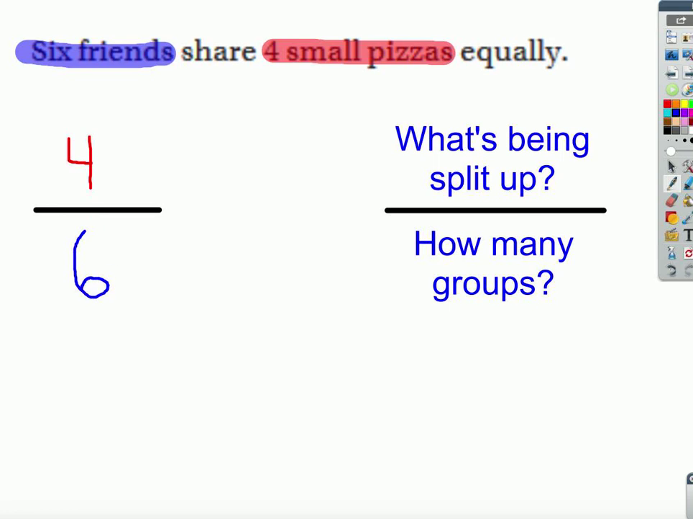Alright, so this time it's not an improper fraction. Bigger number's on the bottom. So we don't divide it. All we do is reduce it. Okay, so it looks like 2 goes into both of these. So 4 divided by 6 would be 2/3. Just as simple as that. Okay, so that means everybody would get 2/3 of a pizza.